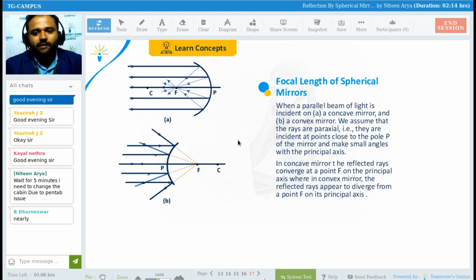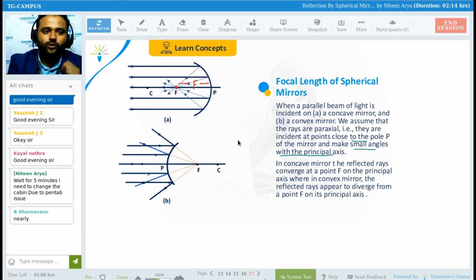Deep core meaning. In a spherical mirror, as we know, when a parallel beam of light is incident on a concave mirror and a convex mirror, we assume that the rays are paraxial. Paraxial means they are incident at a point close to the pole P of the mirror and make small angles with the principal axis. As you can see, every parallel incident ray is directed to a single point. That particular single point is known as the focus, and the distance between the point of focus and the pole is known as the focal length. Nothing more than that.